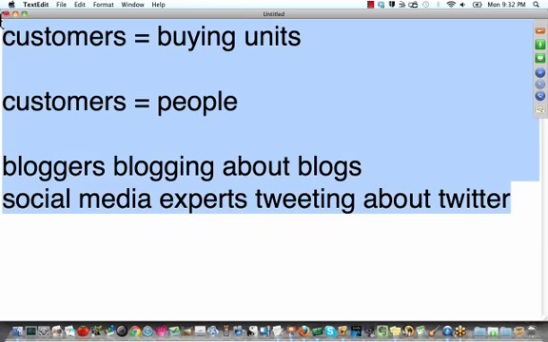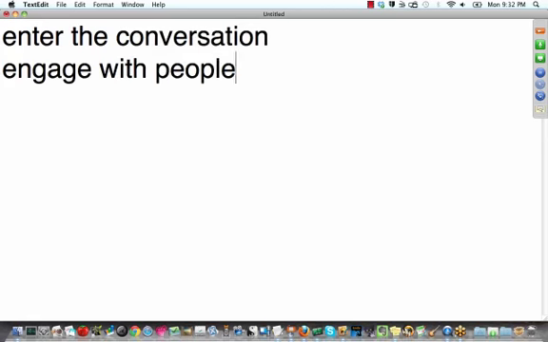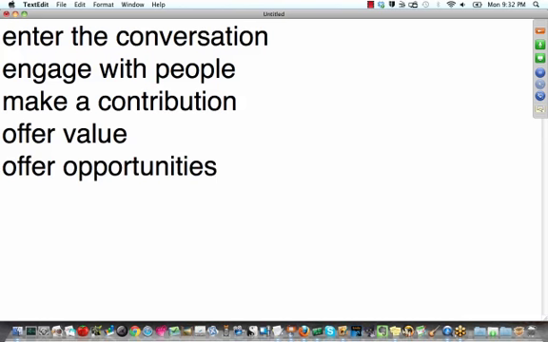And your job is to enter into this conversation, engage with people, make a contribution, and of course, offer value and offer opportunities. So there are ways to enter the conversation, there are ways to engage with people, there are ways to make a contribution and offer value, and there are ways to offer further opportunities outside of the conversation. But above all, you must approach this as a conversation that you have with respect to others.